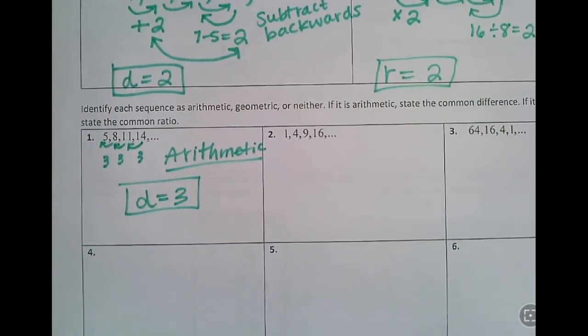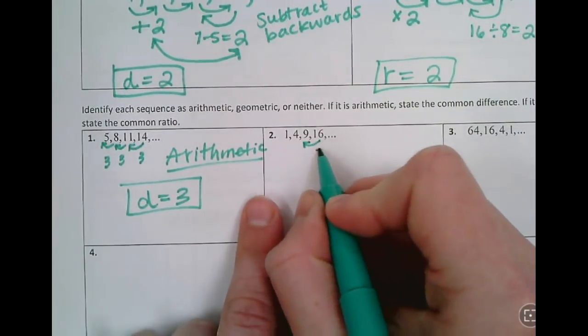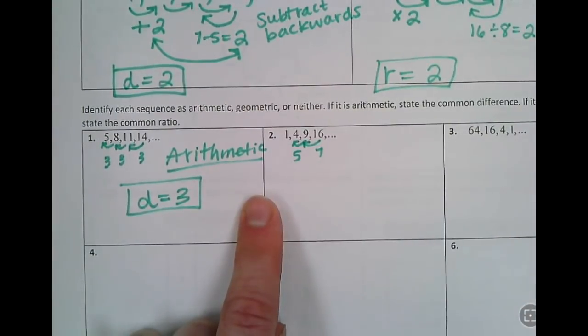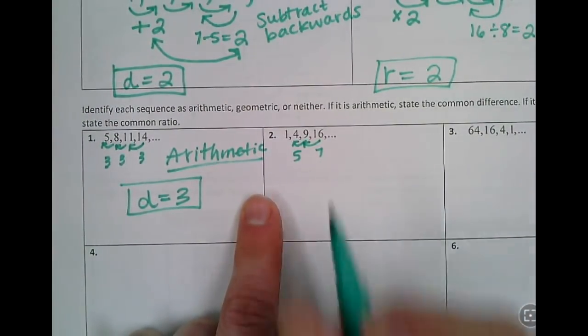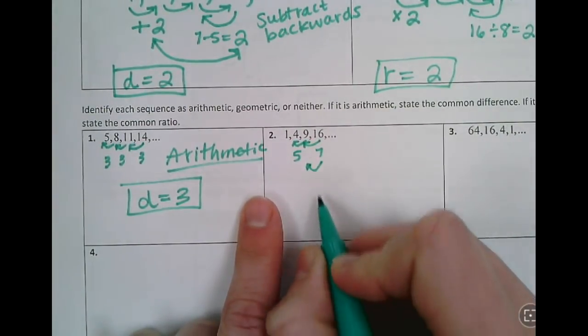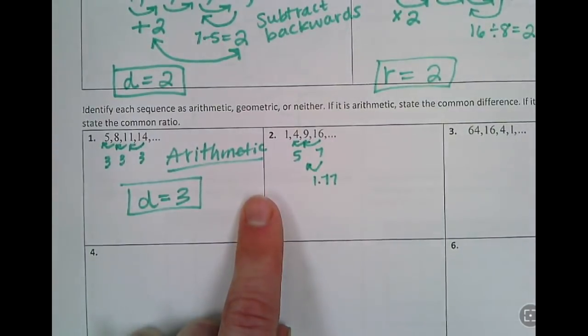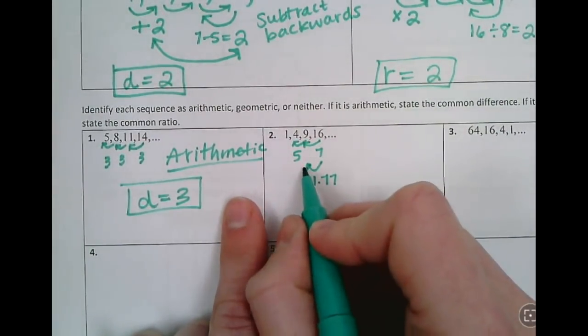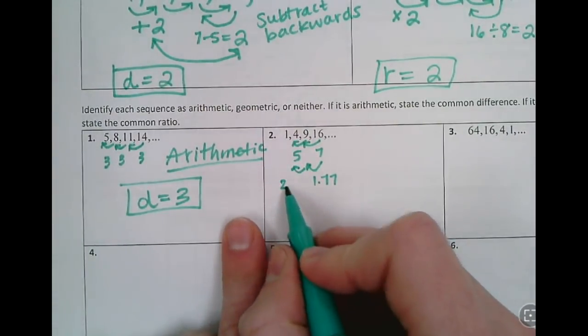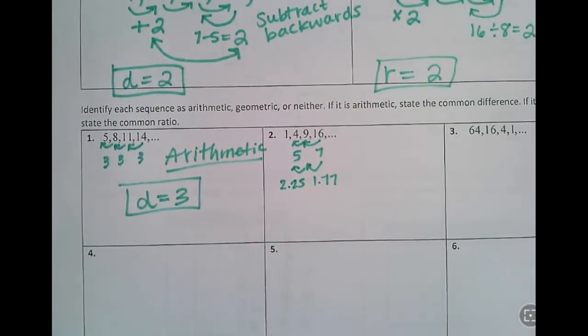All right, number 2. What do we think here? 1, 4, 9, 16. If I subtract, 16 minus 9, I get 7. 9 minus 4, I get 5. So we're not finding a common difference. I'm going to move on to division. 16 divided by 9 gives me like 1.77 repeating. 9 divided by 4 gives me 2.25. So I know this is not getting the same number division-wise.